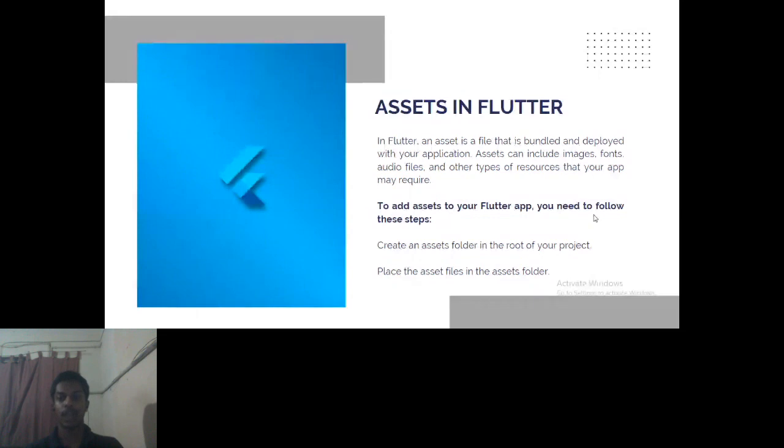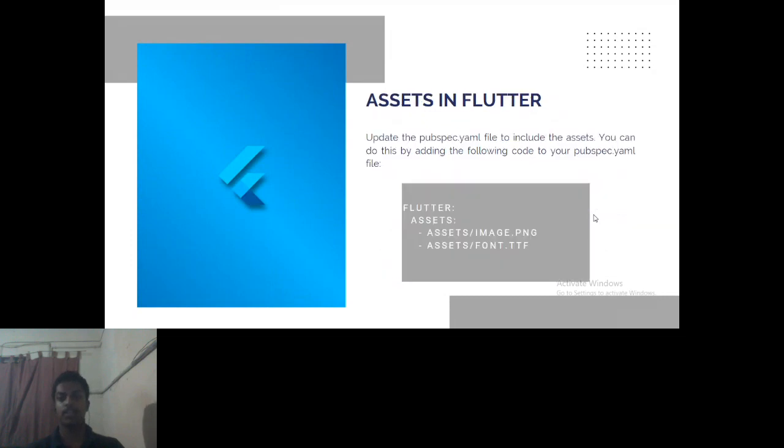So how to add assets to a Flutter app? First of all, we have to create an assets folder in your project. You have to create a folder called assets. In that assets folder, you insert files, which may be an audio file, video file, anything. That particular location should be updated in pubspec.yaml.